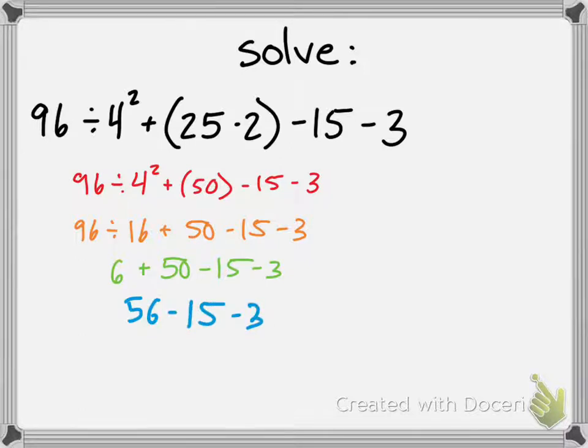And then? Then I did 56 minus 15. Which is? I got 41. Perfect. So we got 41 minus 3. And what was your final answer then, Camilla? 38. Excellent. So we see all of the steps that she did.